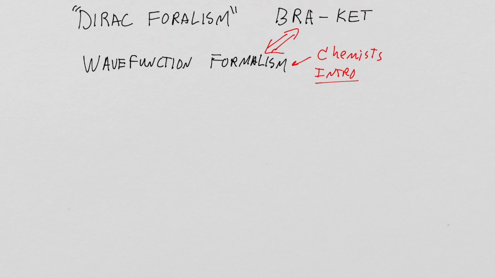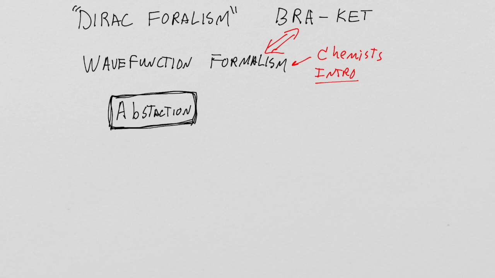But the difference between the two is really the level of abstraction. This is the reason why you might want to stay away from the Dirac formulation for early studies, because it's so mathematically abstract compared to anything else we've ever done in physics, right?